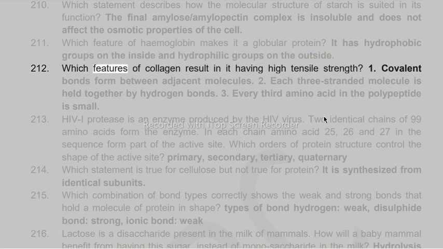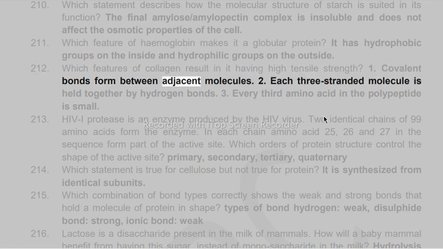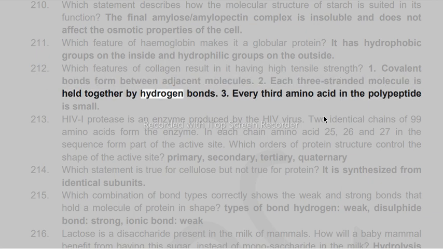212. Which features of collagen result in it having high tensile strength? 1. Covalent bonds form between adjacent molecules. 2. Each three-stranded molecule is held together by hydrogen bonds. 3. Every third amino acid in the polypeptide is small.